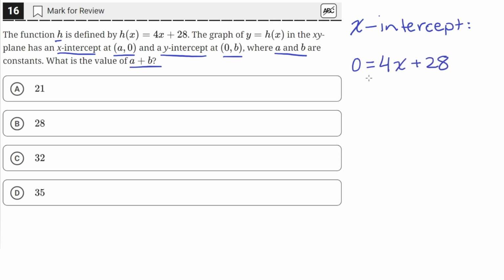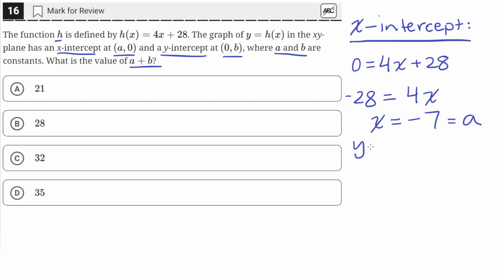So we'll be left with this equation here. Then we can isolate for 4x by moving the 28 to the other side. So we'll subtract 28 from both sides. So we'll be left with 4x equals negative 28. Then if we divide both sides by 4, we'll get that x is equal to negative 7. So at a y value of 0, x is equal to negative 7, which means that a, which is the x value at the x-intercept, is equal to negative 7. Okay, so that was the x-intercept.